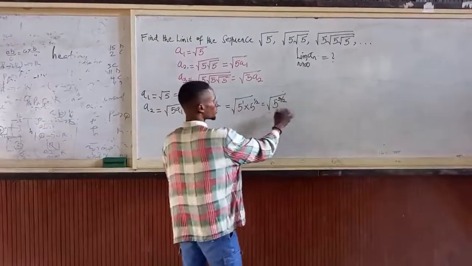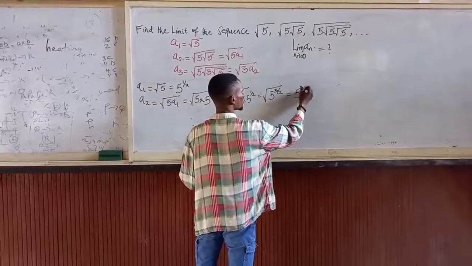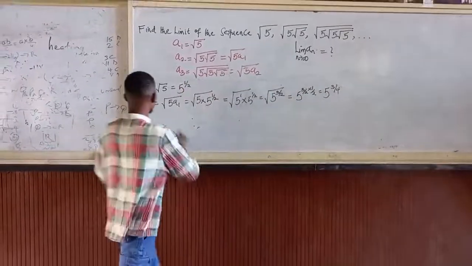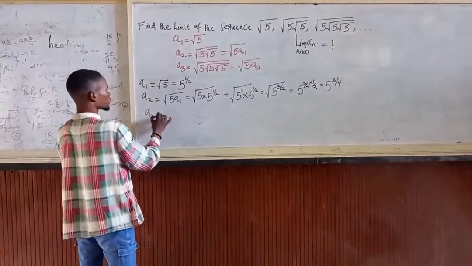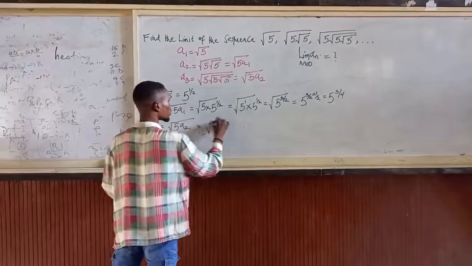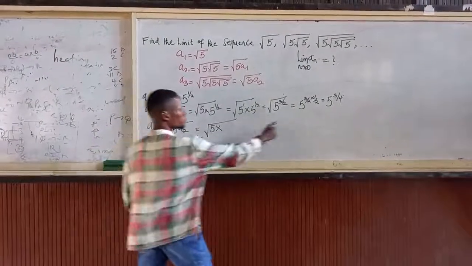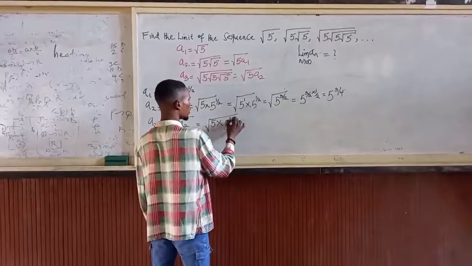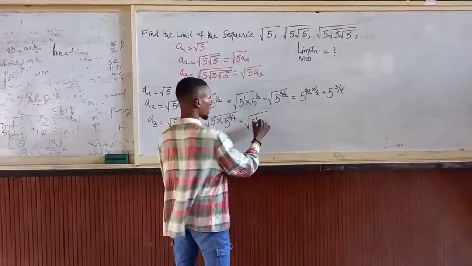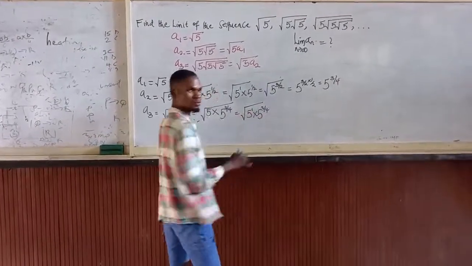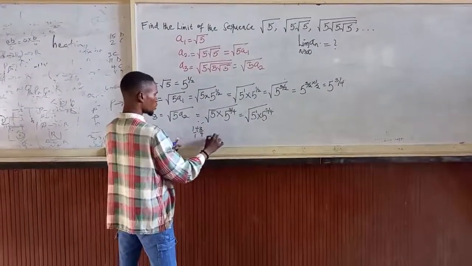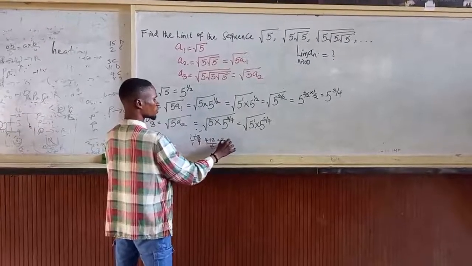Now the square root of 5 raised to the power 3 over 2 is the same thing as 5 raised to the power 3 over 2 times 1 over 2, which is 5 raised to the power 3 over 4. And this is the third term, which is a3. And the a3 is root 5 a2, which is the root of 5 times a2. a2 is what? 5 raised to the power 3 over 4, which is the same thing as the root of 5 raised to the power 1 times 5 raised to the power 3 over 4. Now the same base, we add the power. That's 1 plus 3 over 4 is what? 7 over 4.